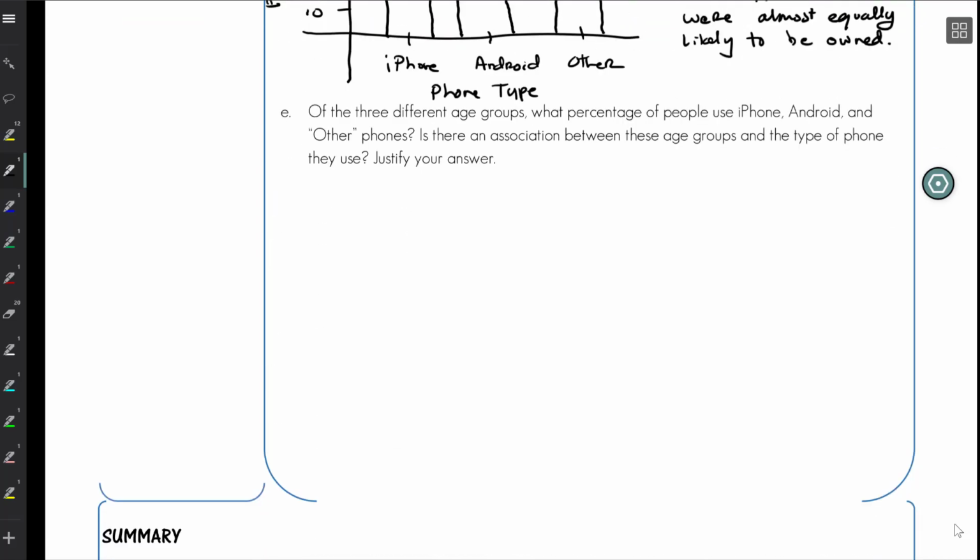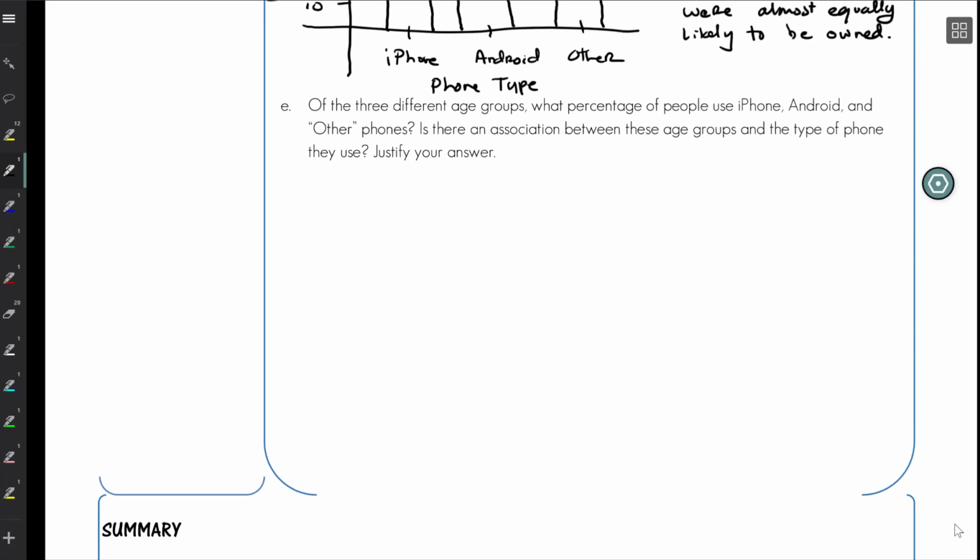Of the three different age groups, what percent of people use iPhone, Android, and other phones? Then the question is: is there an association between these age groups and the type of phone they use? Let's justify our answer.